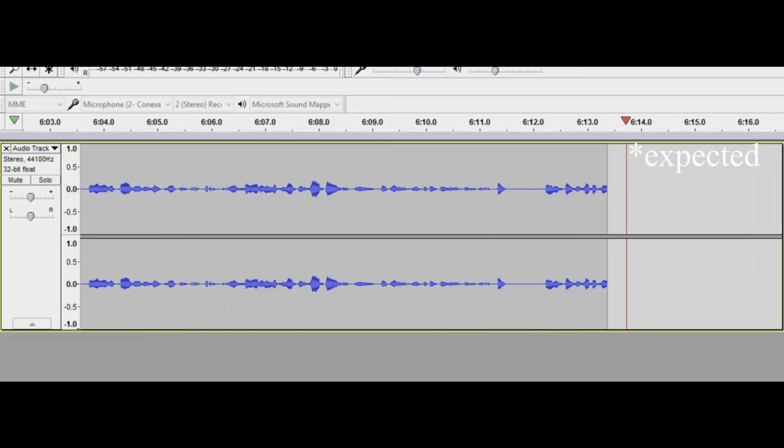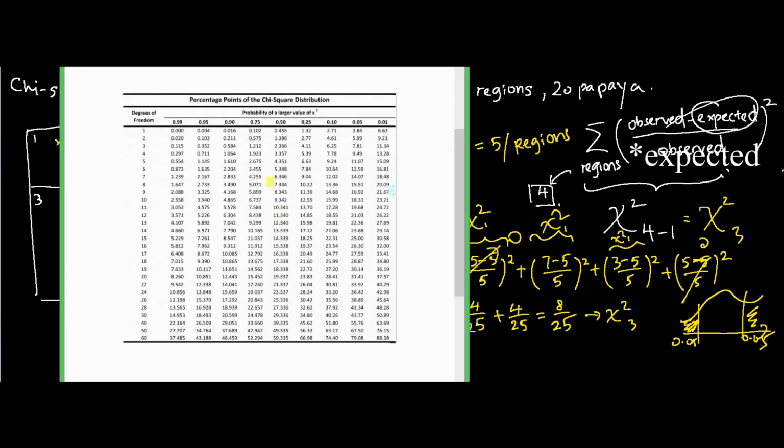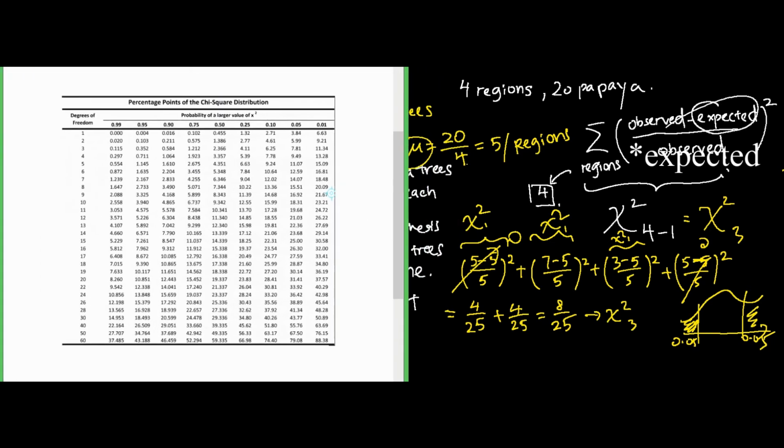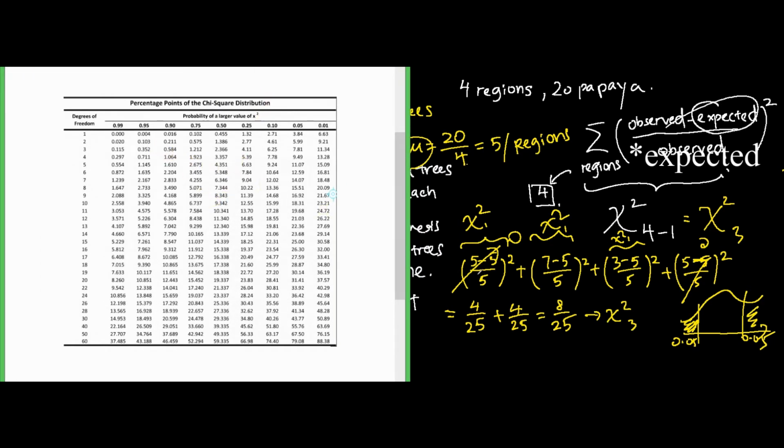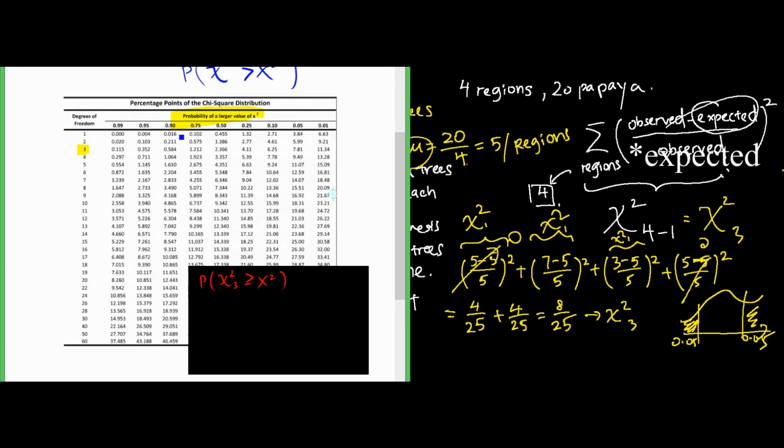So in this case, we have a table down here. Let me just shift it down here. Okay, so we have 3 degrees of freedom. If we were to look at 3 degrees of freedom in this table, it says the probability of a larger value of x squared, which just means the probability that your chi-square statistic is greater than x squared. All right, so we have to look at here.